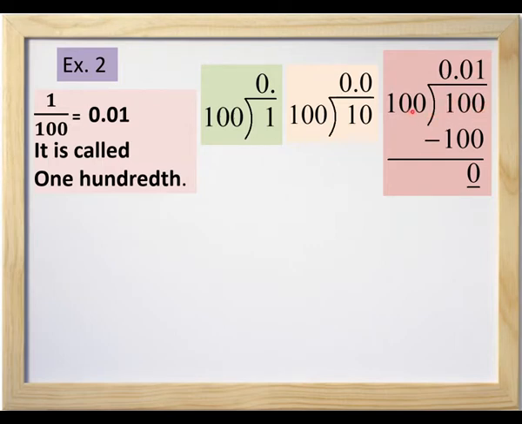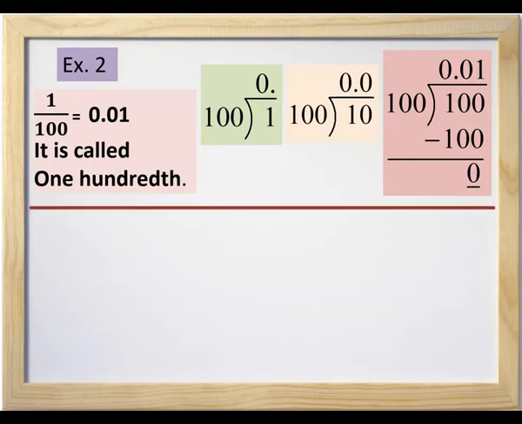So if I'm going to divide 100 by 100, I'm going to get 1 as the quotient. So 100 minus 100 is equal to 0. That means the quotient of 1 by 100 is 0.01. Here 1 by 100 is the decimal fraction and 0.01 is the decimal number. It is called hundredth.